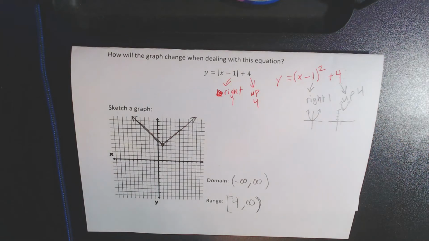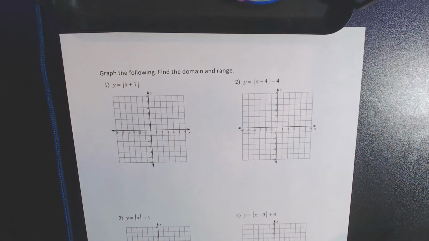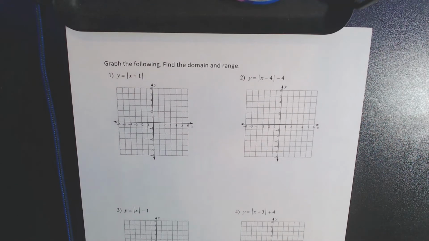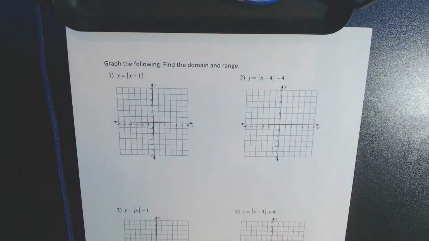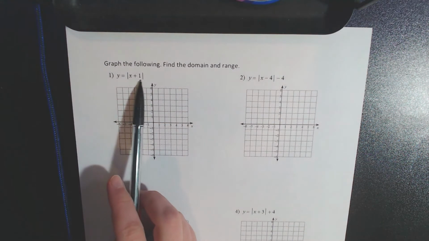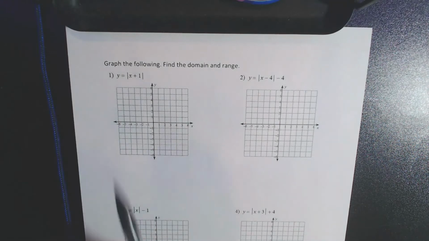Let's just do a few more examples of this. Okay. So let's do a few examples. We have here the absolute value of x plus 1. Okay. So basically this is an absolute value, so it's going to be a V graph.